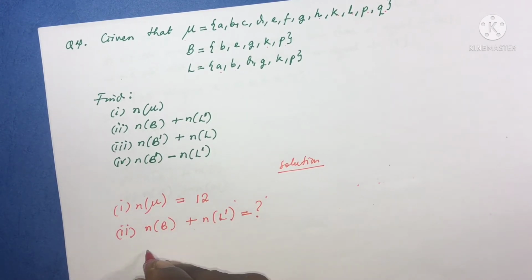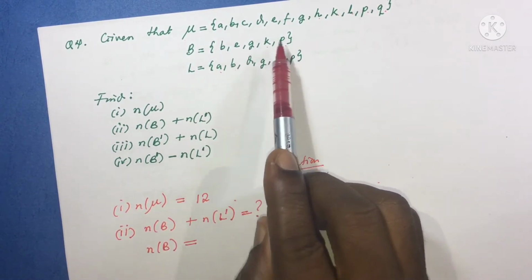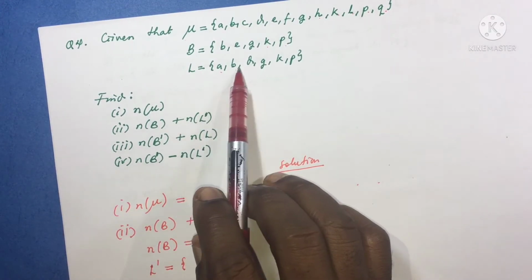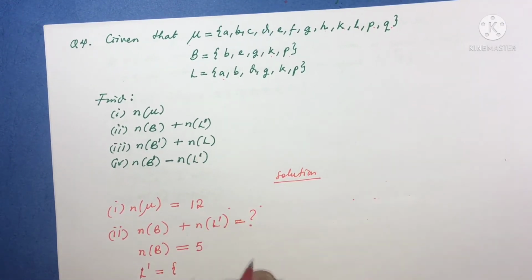But let's start with obtaining the cardinality of B. So the cardinality of B will be, let's count, 1, 2, 3, 4, 5. There are 5 elements in B, so the cardinality of B will be 5. Now, for us to obtain the cardinality of L prime, there are 2 ways to go about it, but let's start with obtaining L complement. So L complement or L prime will be the set of elements found in the universal set but not in L. So in L we have A, B, D, G, K, P. So what elements do you find in the universal set that are not found in L?